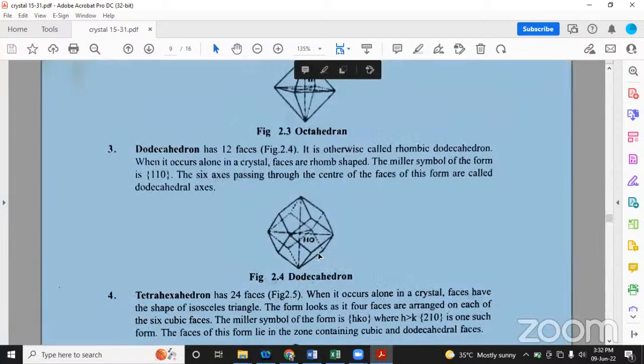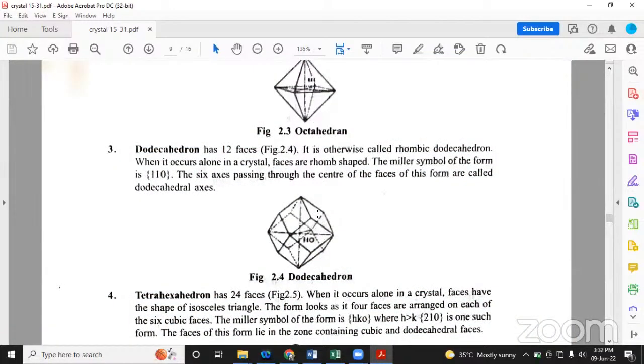We're not able to find the figure in this image. If you are seeing the real crystal, you can easily calculate the number of faces, and see whether the crystal has smooth faces or rough faces, how it is shaped, the rhombic faces, or exactly how many faces there are. See here, the 6 axes passing through the center of the face.